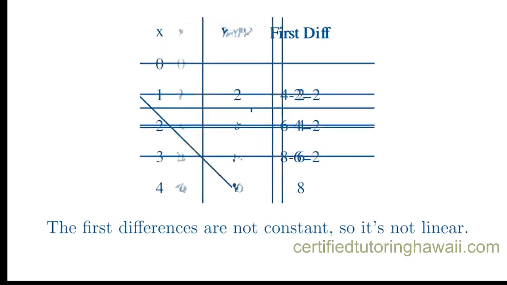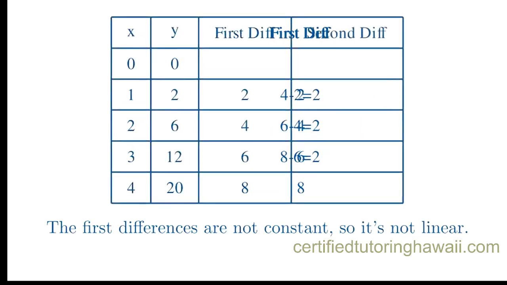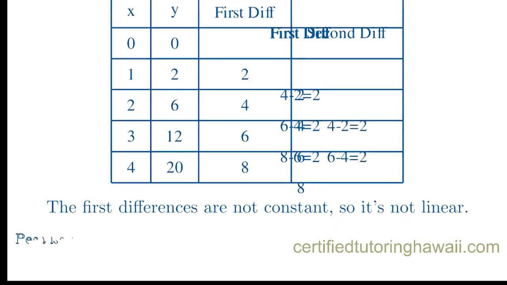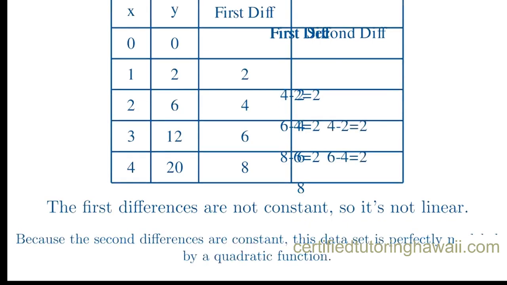Let's find the second differences. The difference between 4 and 2 is 2, the difference between 6 and 4 is 2, and the difference between 8 and 6 is also 2. Because the second differences are constant, this dataset is perfectly modeled by a quadratic function. Analyzing these patterns is the first step.